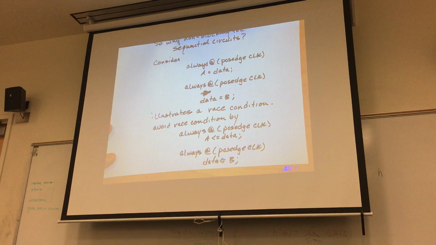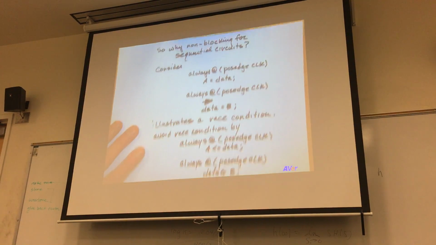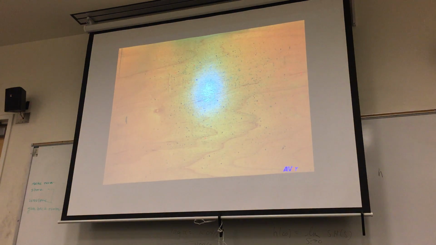Actually, if I had replaced this, if I had left it the way it was, I would have some ordering, because this would have to complete and this would just do an update on the current value. So it shows you that you can avoid the race condition by using the non-blocking assignments.